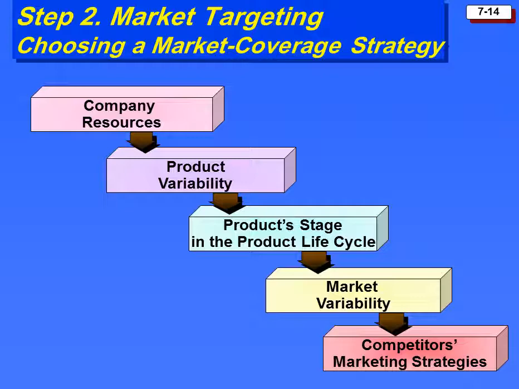In market targeting, the choice of a market coverage strategy is based on some rules like company resources, product variability, the product's stage in the product life cycle, market variability, and the competitors' marketing strategies.